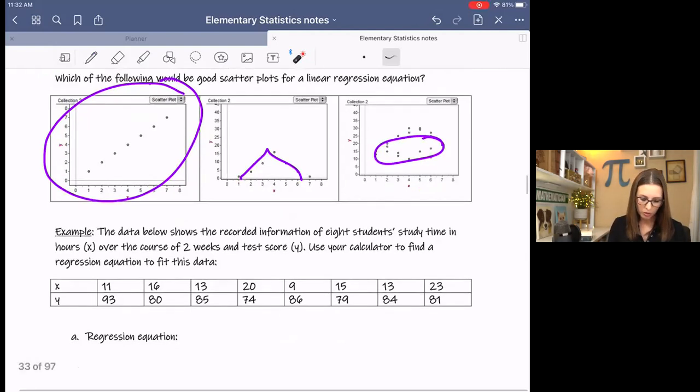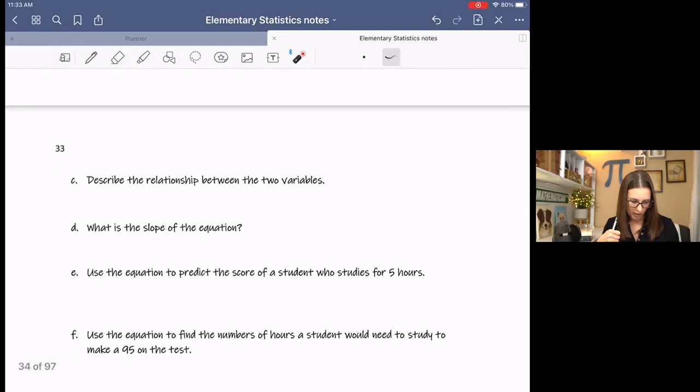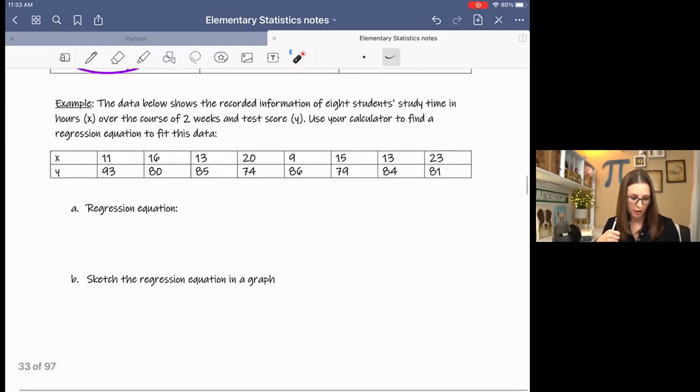So I have an example here. We have 8 students' study time in hours over the course of 2 weeks, and the test score that they got, and we're trying to see if there is an association between these 2 variables. X is representing the hours and Y is representing the score, and we're just wanting to write an equation. Before we write the regression equation, let's look at the scatter plot. I thought I had that on here. I don't.